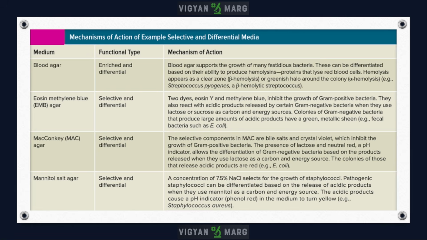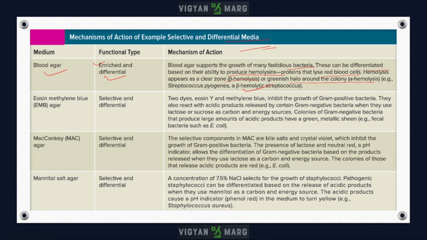Next we will see some examples of selective and differential media, like blood agar, which is an enriched and differential media. Blood agar supports the growth of many fastidious bacteria, and these can be differentiated based on their ability to produce hemolysins, proteins that lyse red blood cells. Hemolysis appears as a clear zone in beta hemolysis and a greenish halo around the colony in alpha hemolysis, like it is seen in Streptococcus pyogenes and beta hemolysis.